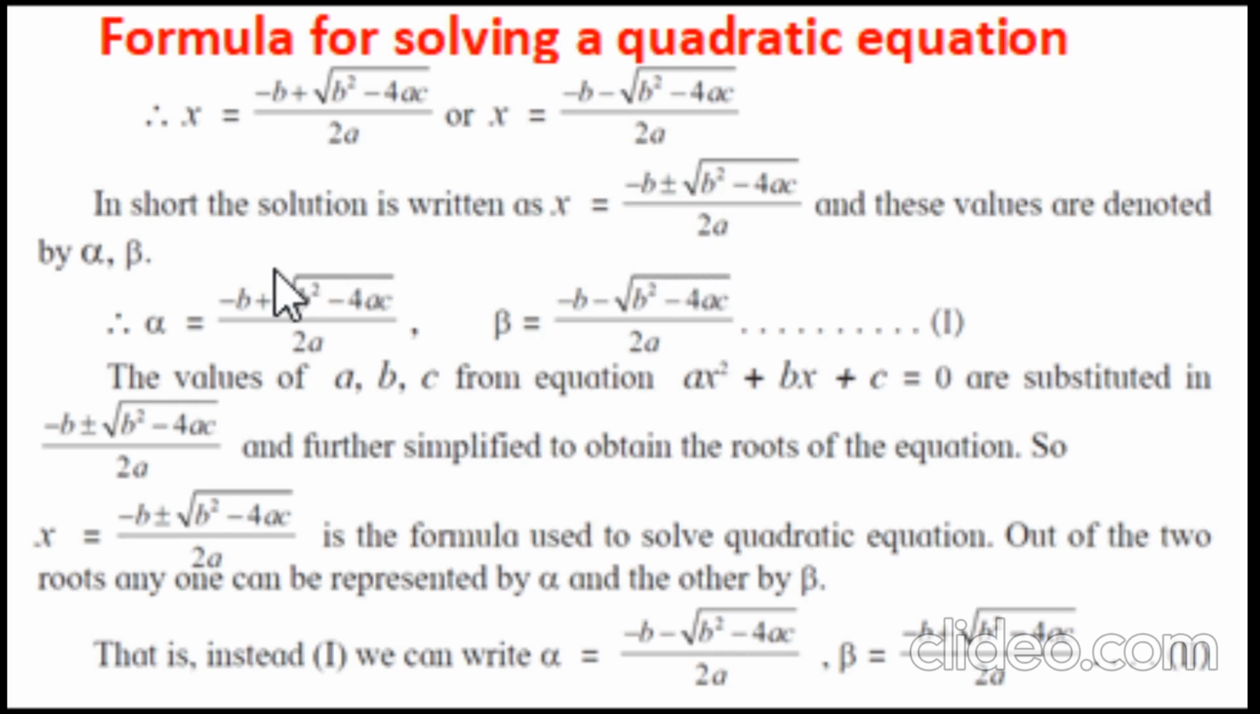Now here are two roots we have given. One is called alpha is equal to minus b plus root b square minus 4ac upon 2a, and beta is equal to minus b minus root b square minus 4ac upon 2a. So we are not going into much detail in this. We are directly solving the sums.